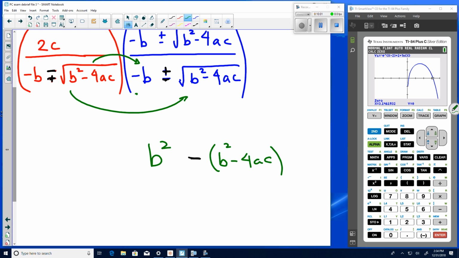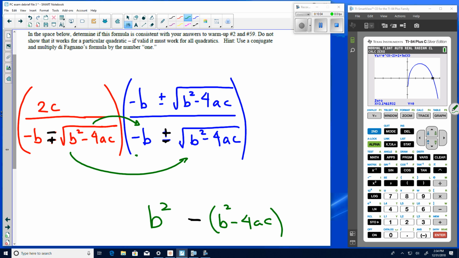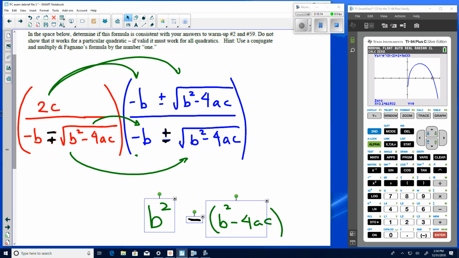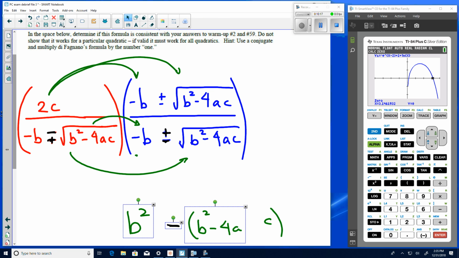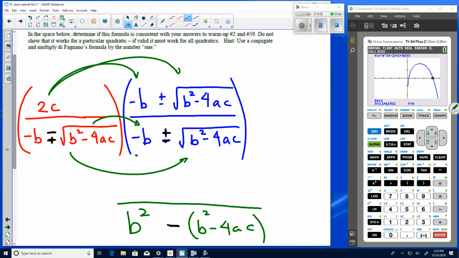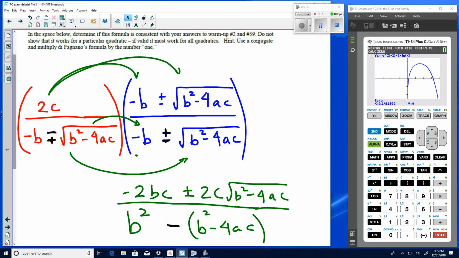Okay, and how about up top? Well, top isn't too bad. We just have to distribute the 2c times the negative b, and the 2c times the radical. So let's see if we can clean this up a little bit. There's our denominator. Here was our numerator. We get minus 2bc and then plus minus 2c times the radical b squared minus 4ac. Okay, so that's using the conjugate idea.